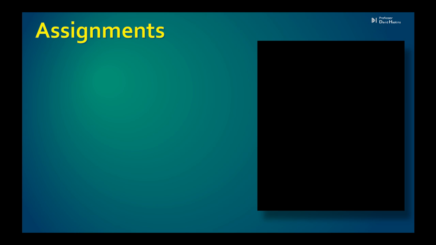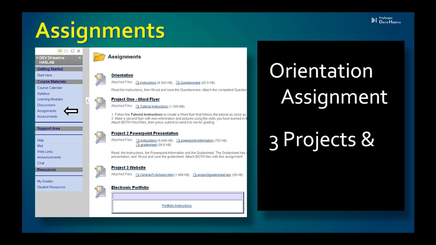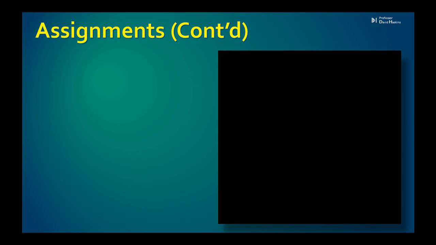The next tool is the assignments. There are the following items: an orientation, 3 major projects, and an electronic portfolio. Just a reminder, these same projects show up in the learning modules. These are the 5 assignments required in this class.